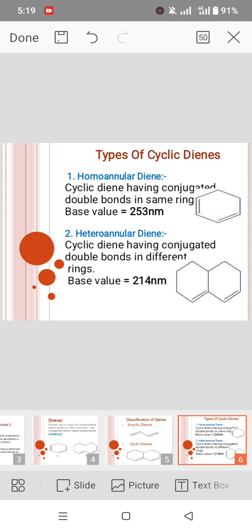Now the second type is heteroannular diene. Heteroannular dienes are the cyclic dienes having conjugated double bonds in different rings, and the base value for heteroannular diene is 214 nanometers. And you can see the example: I have a fused form of ring, and this fused ring also contains two conjugated carbon-carbon double bonds, but these conjugated double bonds are not present in the same ring. This is why it is known as heteroannular diene.